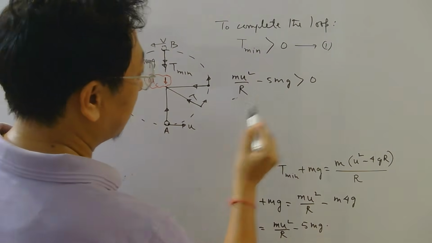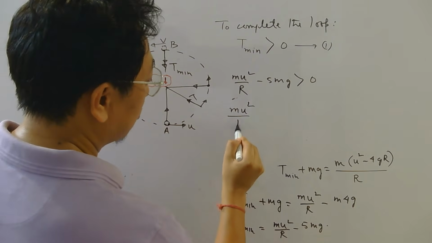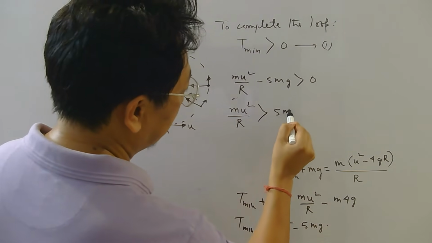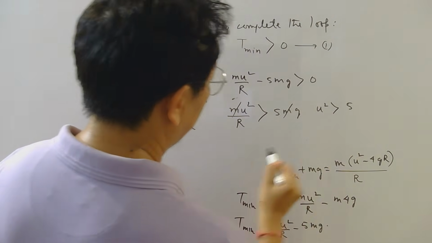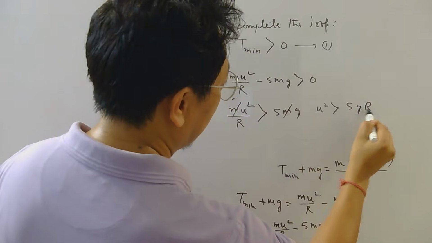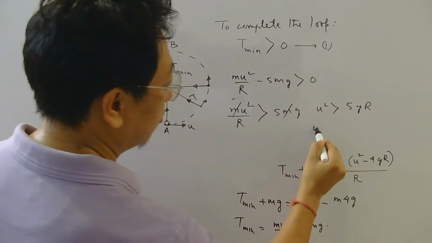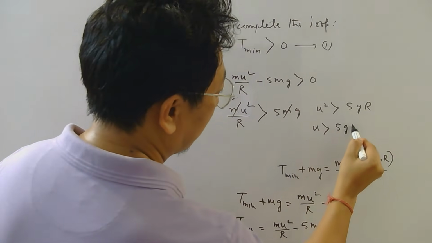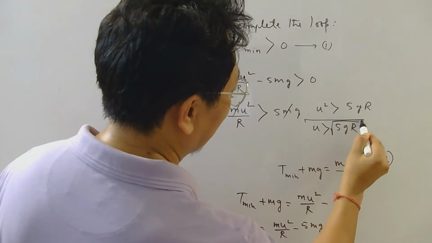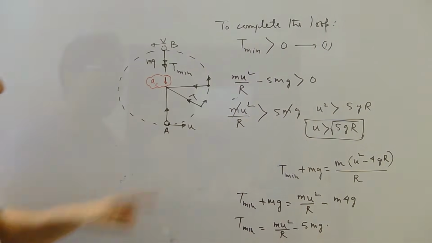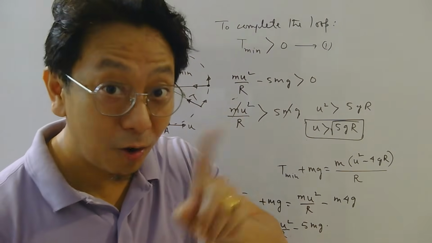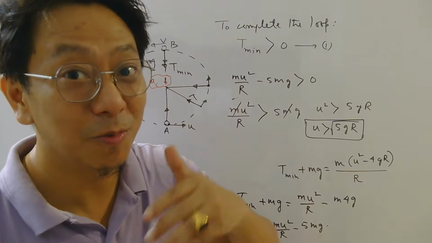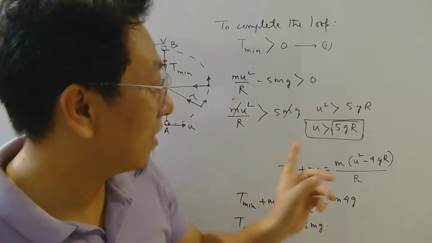You can take minus 5 mg this side. So mu square by r is greater than 5 mg. m cancels, so u square becomes greater than 5gr, cross multiply r, right? So u will be greater than square root of 5gr. So in order to complete the loop, what is the condition now? The initial velocity here should be greater than, not root 4gr like the previous case, it should be greater than root 5gr. So please remember this, okay?